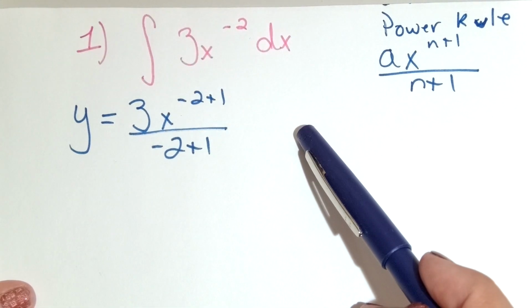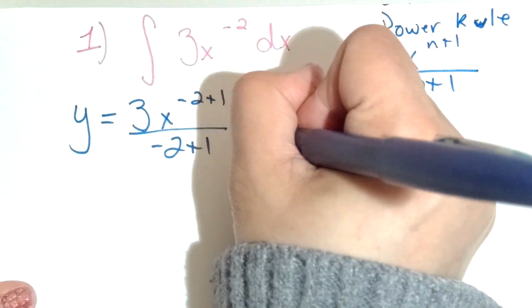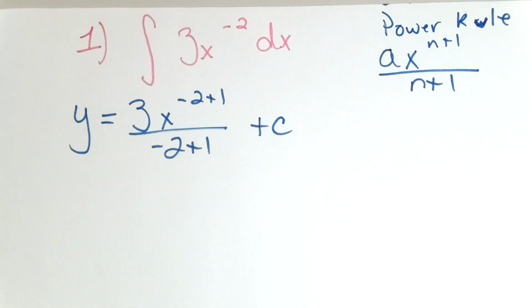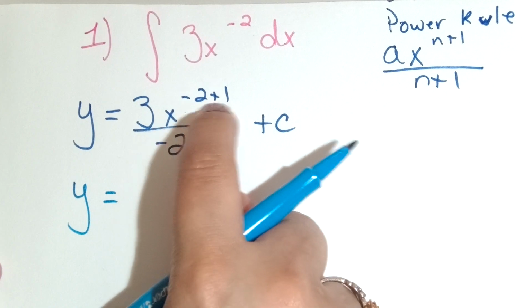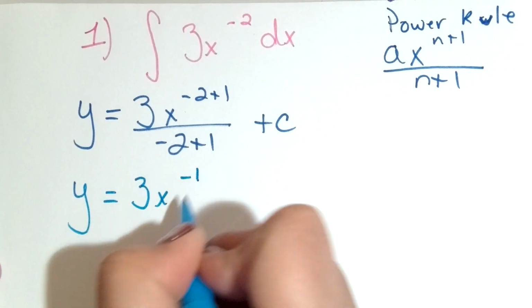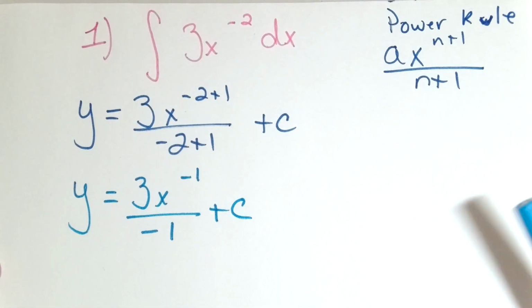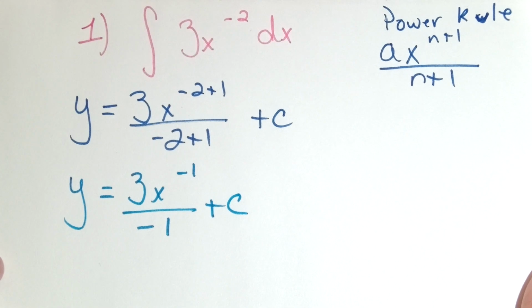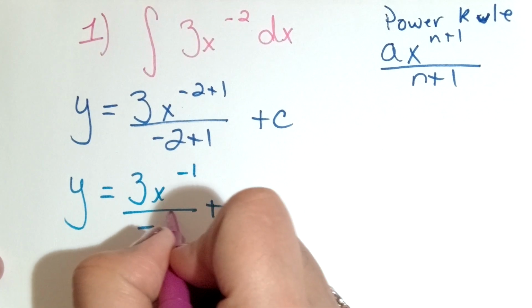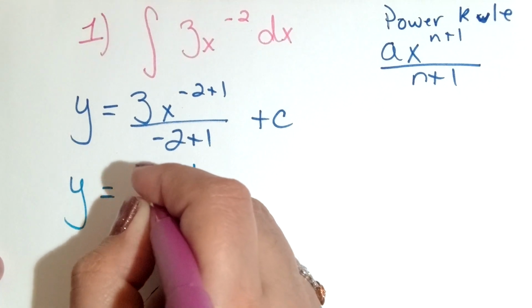What are you missing here? Plus C. Don't forget your plus C. Am I done? Okay, you would not get full credit. Why aren't you done? Because the exponent's negative. Well, it will be, but what else do you have to do first? Simplify. So we have y equals negative 2 plus 1 is negative 1, plus c. Are you done now? No. What do we have to do? Reduce it if needed.